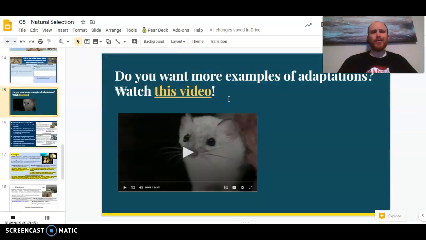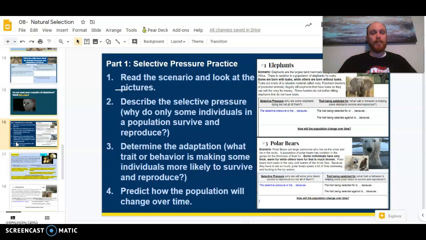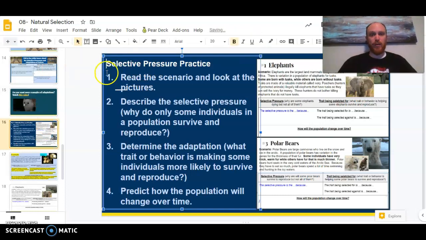This slide, if you want to learn more about adaptations, you want more examples, you want to learn more about animals because animals are awesome, or you're just sitting there in your home bored, watch this video. It's really cool. I'll post this video right here, and so this will keep you going. So, selective pressure practice. Actually, there's no part one or part two anymore. I'm going to take that away.